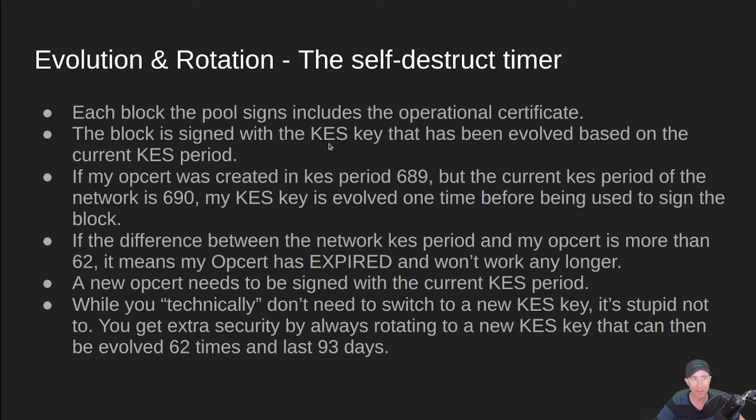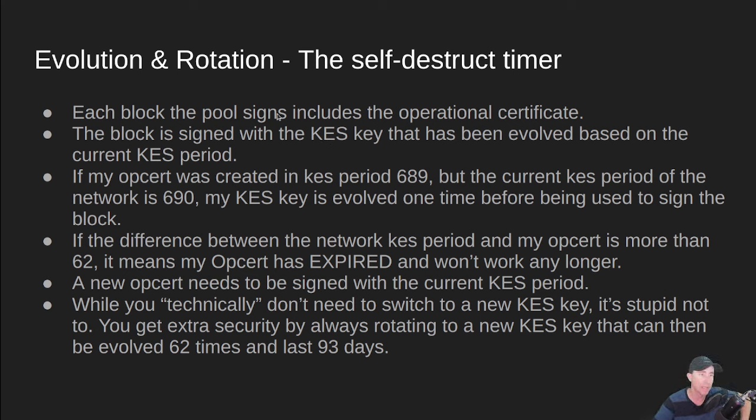So let's talk about evolution and rotation. Usually pool operators only talk about rotating their KES keys, but within the KES key itself, there's an evolution. That's why it's called key evolving signatures. And this is kind of the countdown to destruction, the self-destruct mechanism of a KES key. So the KES key evolves over each KES period across the 93 days that a KES is alive for, because we can only evolve it so many times.